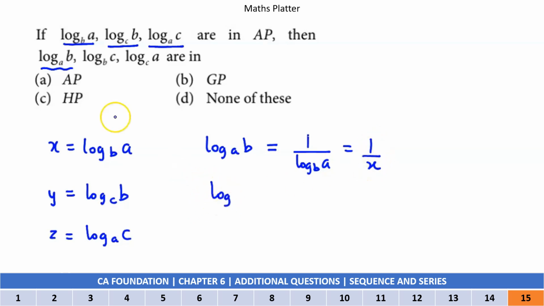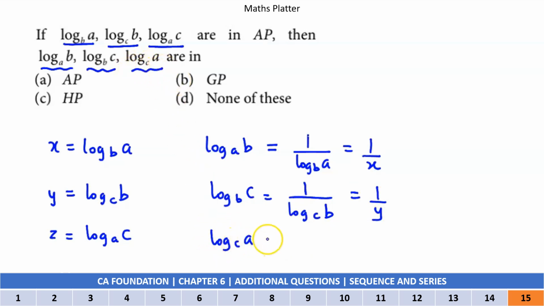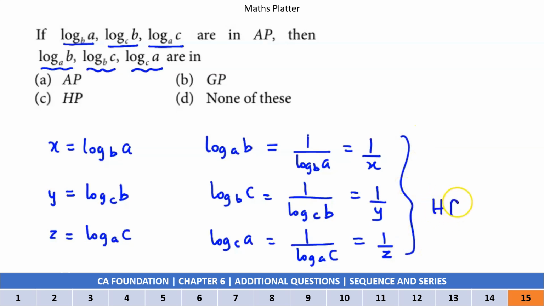Then the next term, that is log c to the base b. Log c to the base b could be expressed as 1 upon log b to the base c, and this is equal to 1 upon y. Similarly, log of a to the base c, we can write as 1 upon log of c to the base a, and this is equal to 1 by z. So basically, if x, y, z are in AP, then 1 by x, 1 by y, 1 by z would form an HP.